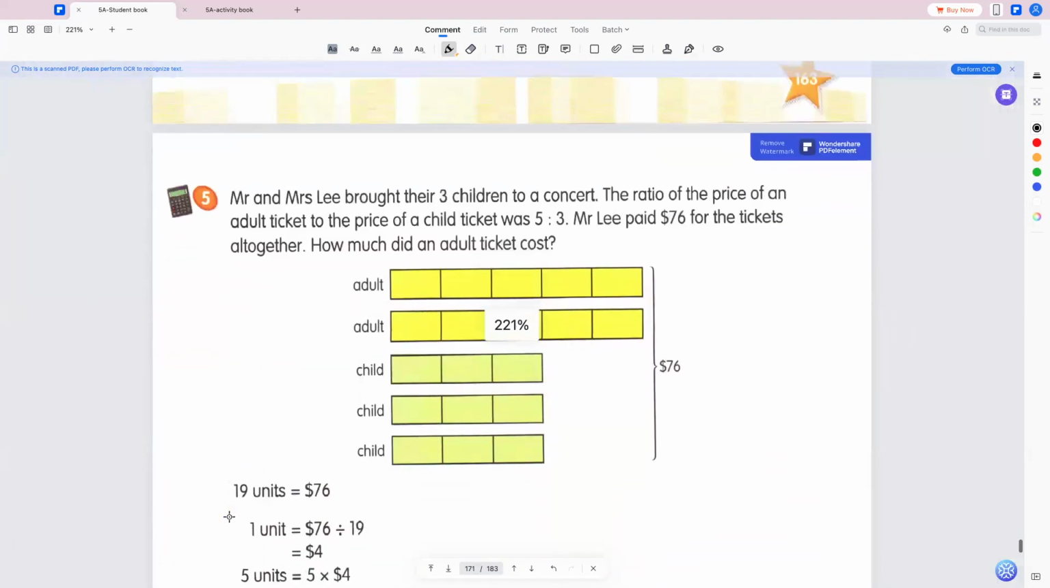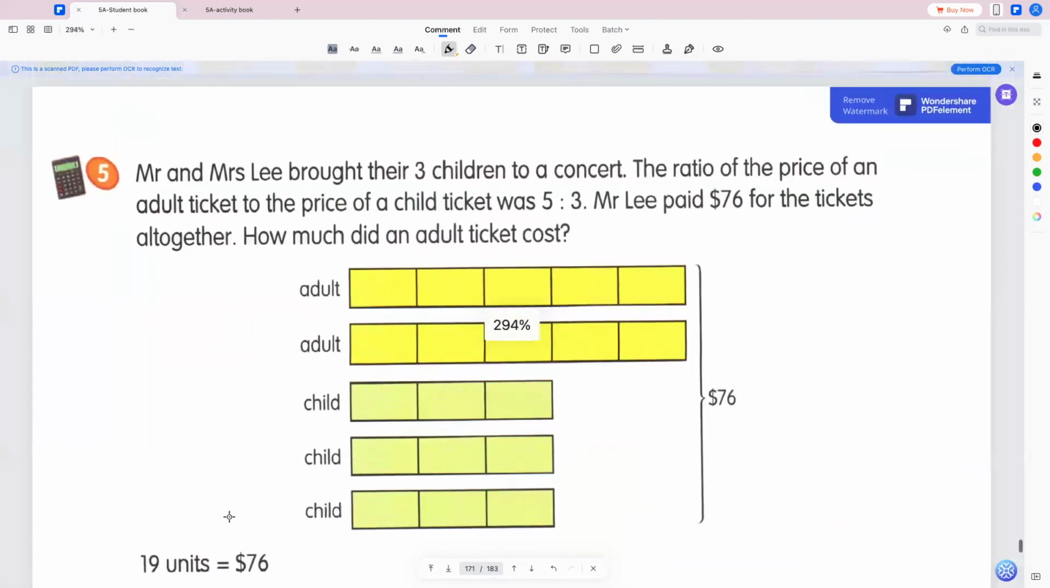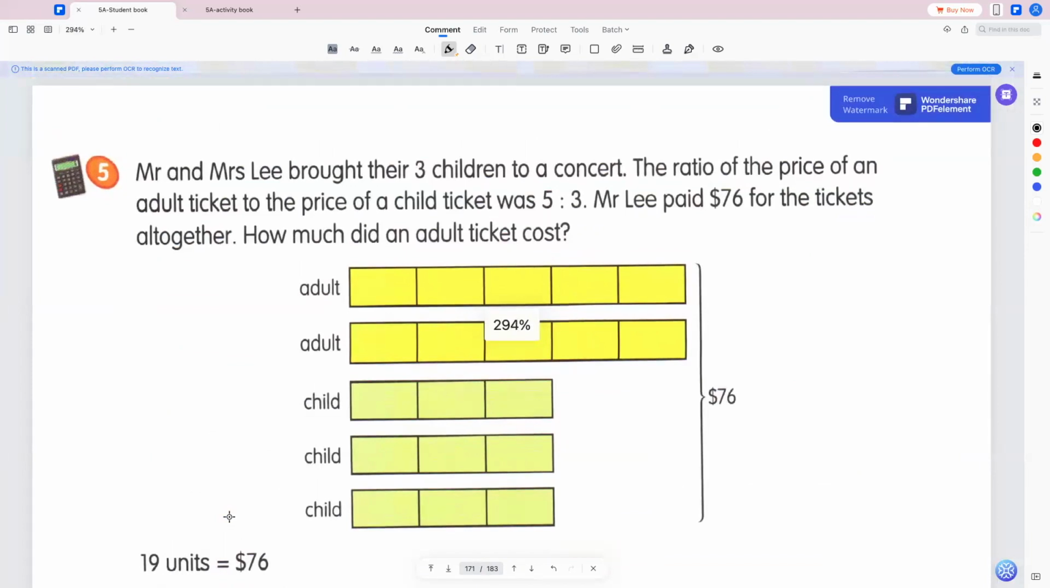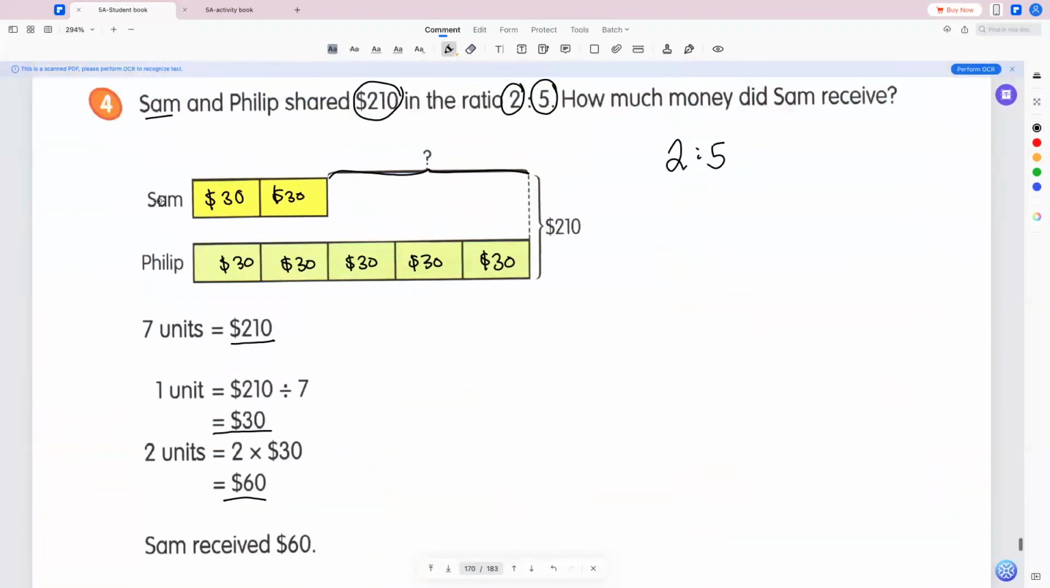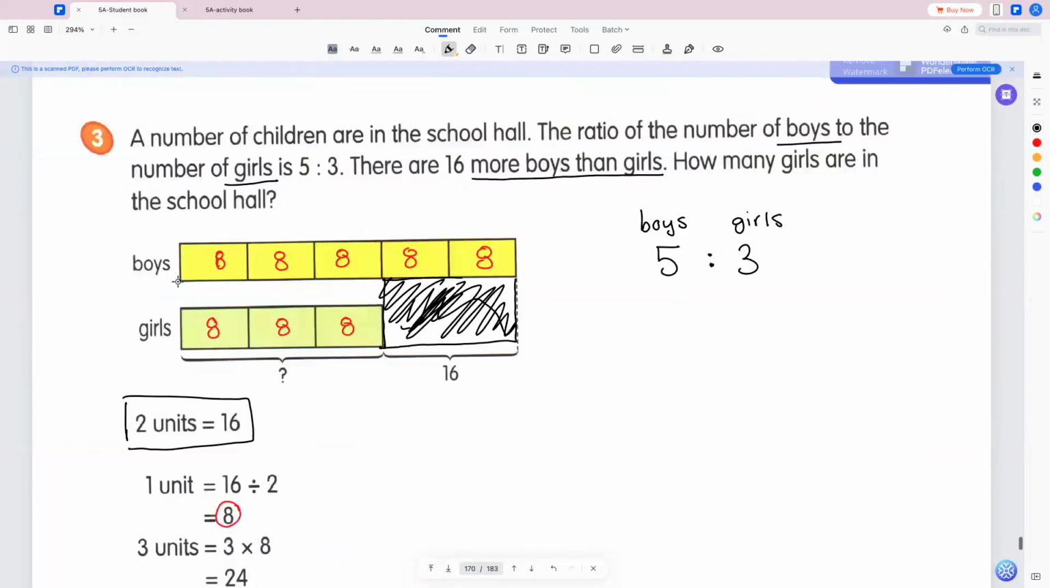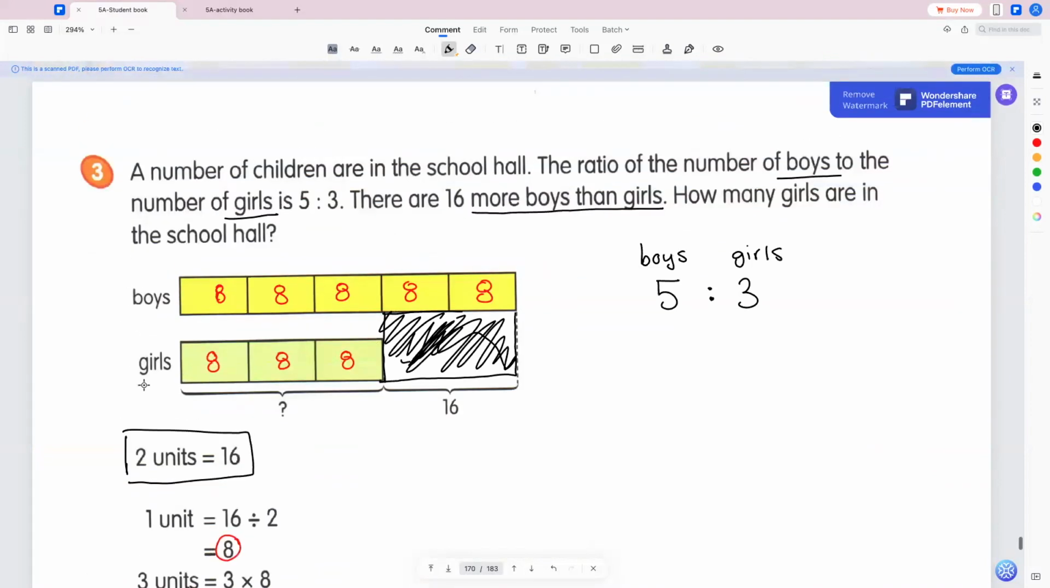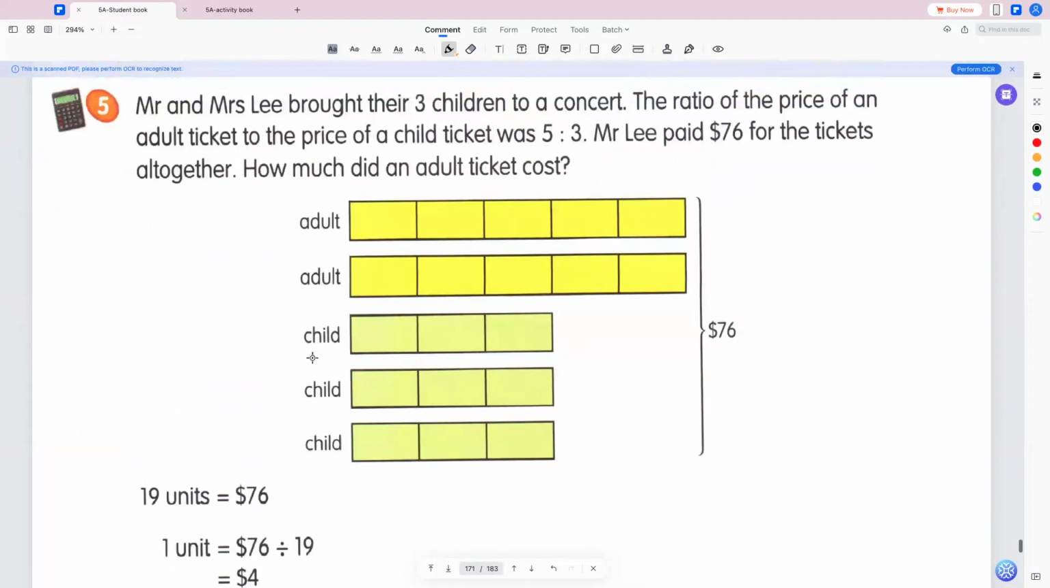Let's take a look at number 5. This one's an interesting one. Mr. and Mrs. Lee brought their 3 children to a concert. Imagine you're going with family or friends to some sort of concert, so there's more than one. Notice how it's different than the diagrams we've been looking at before. Here we have just 2. Here we have boys, girls, also just 2. But here we have 1, 2, 3, 4, 5.